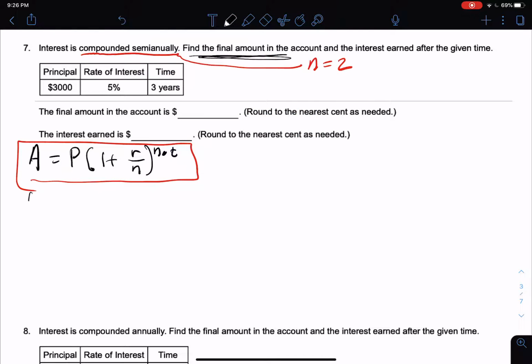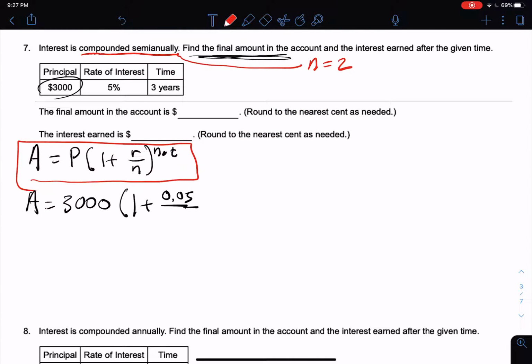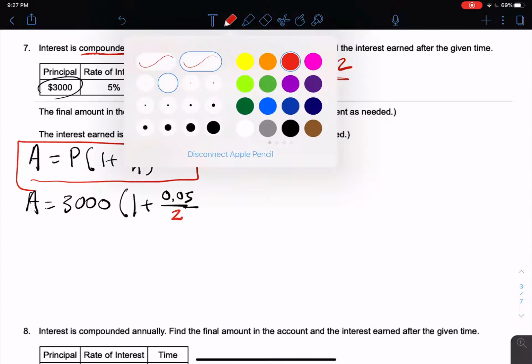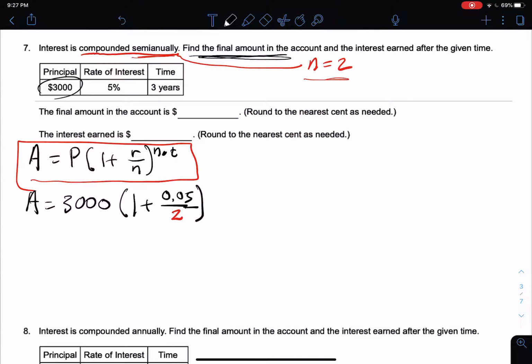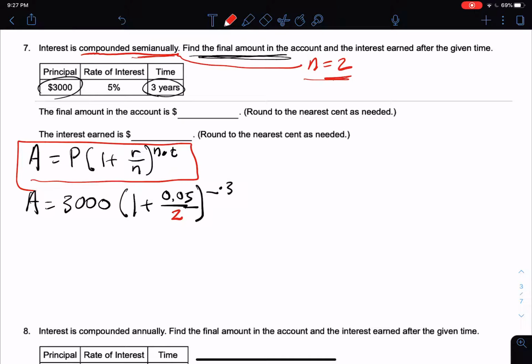Let's put these values in here. The accumulated amount, or the future or final amount, when you have a principal starting with $3,000, and then we multiply it by 1 plus the interest rate, which is 0.05, divided by our n value, which is semi-annually, so n is 2. But what gets to happen here is we raise it to the n times the time. Now, what's the time? 3 years. What is the n value? How many times does it compound a year? 2.